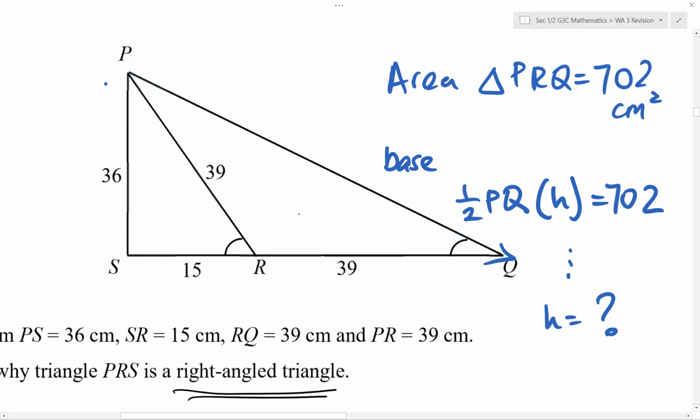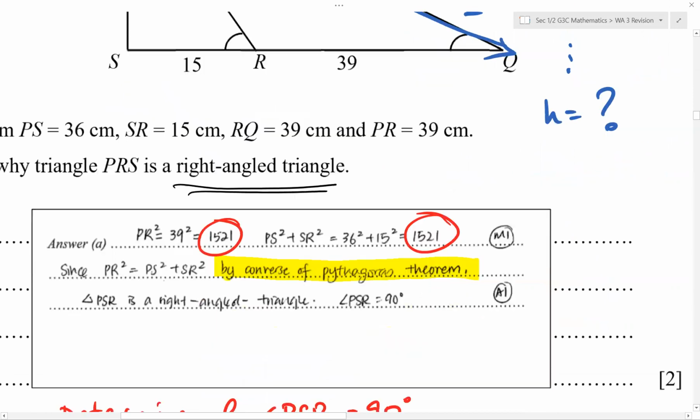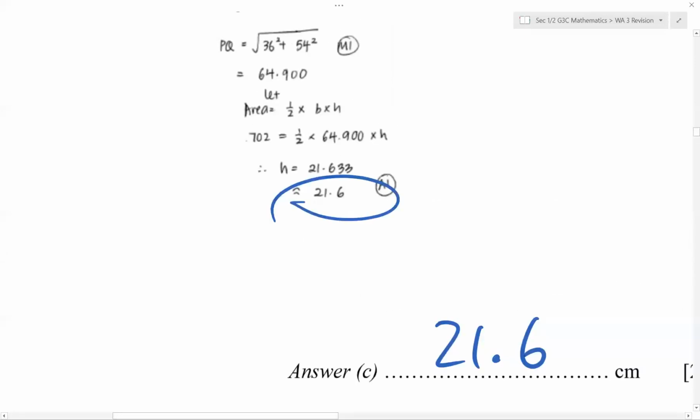I'll erase this portion first. PQ is the hypotenuse of the largest right angle triangle. So we're going to employ our Pythagoras theorem. Pythagoras theorem will tell us that PQ is going to be square root of 36 squared plus (15 plus 39) squared. So that is our value of PQ. Substitute in, get the value of h. And its answer will be 21.6 cm to 3 s.f. Please check.